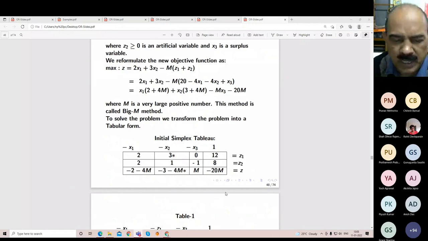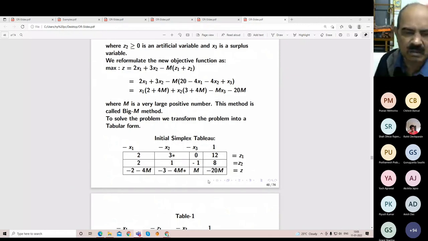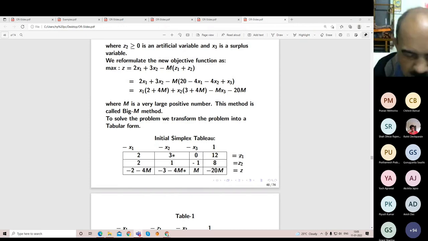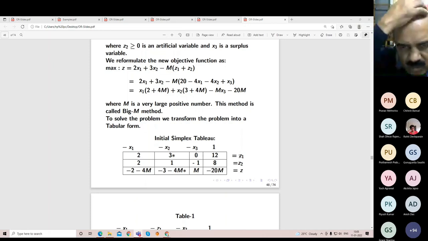We like to formulate a table and solve using the usual method. These artificial variables Z1, Z2, we have to remove from the basis. Their value has to be 0. If you cannot make them 0, then the problem is infeasible. We'll stop here. You can go through the slides. I have already given the slides to you.